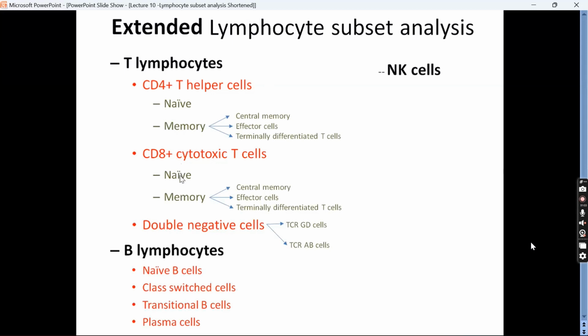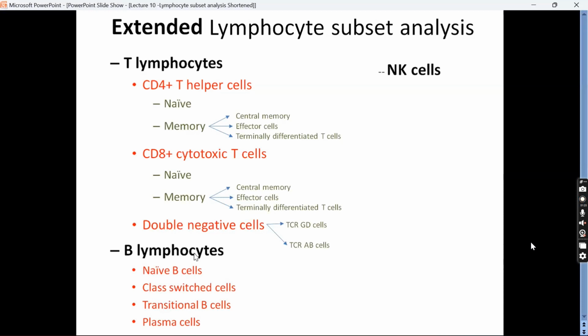Naive cells are cells which have not yet encountered a pathogen. Memory cells are those which have encountered a pathogen and have differentiated into memory cells. Similarly, double negative cells can be further divided into gamma delta cells and alpha beta cells. When these double negative alpha beta cells are increased in number, we call it autoimmune lymphoproliferative syndrome.